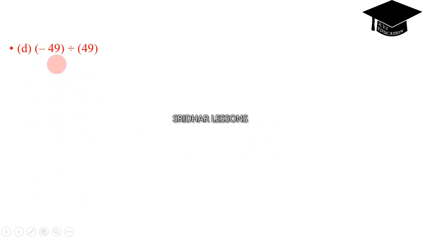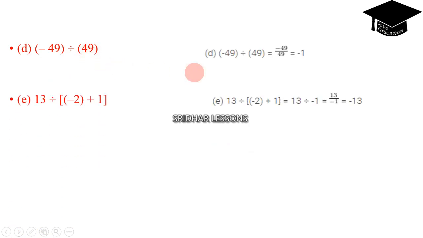Question D, minus 49 divided by 49. Minus 49 by 49 is equal to, this cancels one time. So the symbol here we have is minus, so it becomes minus 1. Next, 13 divided by minus 2 plus 1. Minus 2 plus 1 is minus 1. Therefore, 13 divided by minus 1, that means 13 by minus 1, which is equal to minus 13.